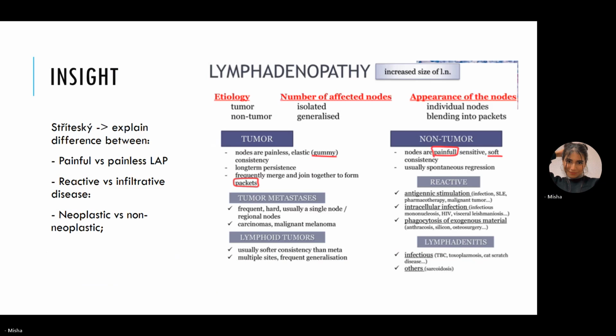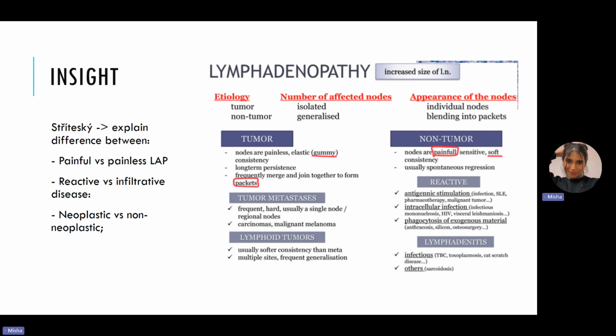And something that a lot of people who went for the exam said is that people who had, for example, Statisky, he would really emphasize you knowing in which cases you would see painful lymphadenopathy and in which cases you would see painless. We know that normally if it is a cancer, if there is metastasis, it is normally painless. Painful would be, for example, in the case of reactive lymphadenopathy or due to some kind of lymphadenitis, for example, we can see painful lymphadenopathy.